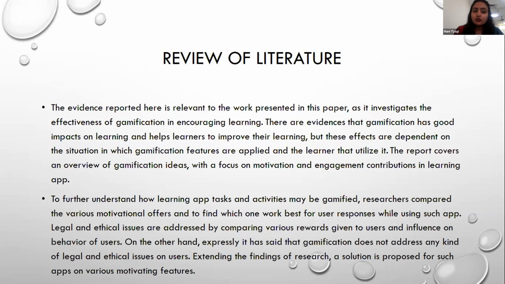effects are dependent on the situation in which gamification features are applied and the learners that utilize it. The report covers an overview of gamification ideas with a focus on motivation and engagement's contribution in learning applications.